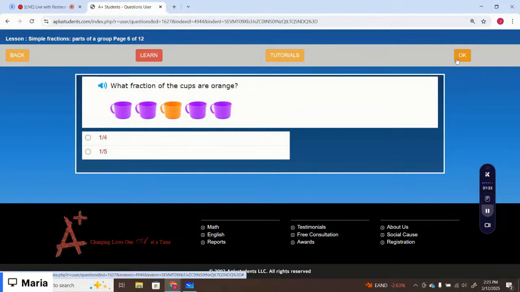What fraction of the cups are orange, which is the correct option? That is 1 out of 5. Option number 2 is the correct option.